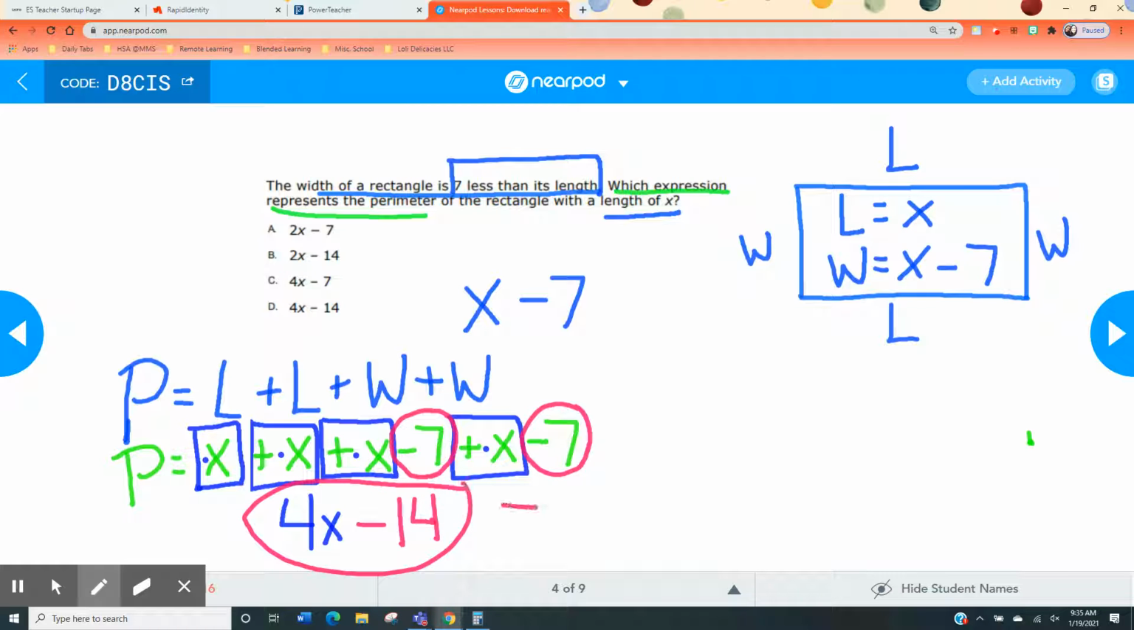Remember, this can also be written as 4x plus negative 14. Both of those are correct. So our answer would be D, 4x minus 14. I'm going to give you 30 seconds to make sure everybody has that written down, and we're going to go ahead and look at number 2.